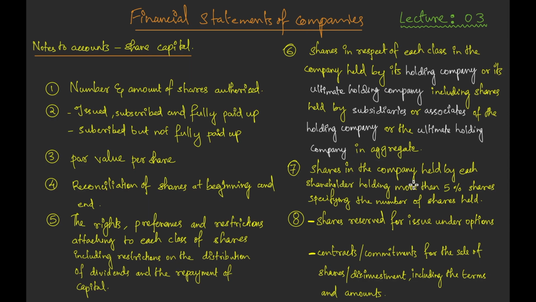Then shares in the company held by each shareholder holding more than 5% shares, specifying the number of shares held. Then shares reserved for issue under options, contracts or commitments for the sale of shares or disinvestment, including the terms and amounts.